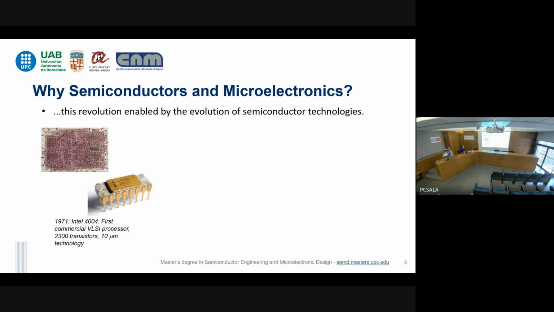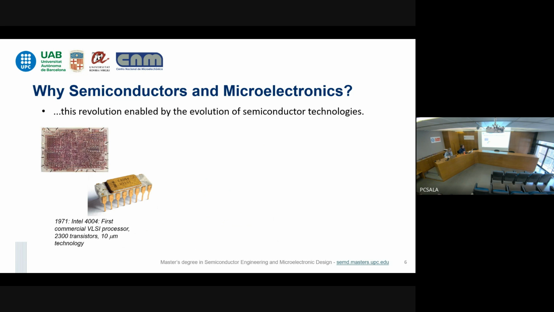Just look at this circuit. This circuit is the first processor from Intel, launched in 1975. It contained about 2,000 transistors and was implemented in a 10 micron technology.